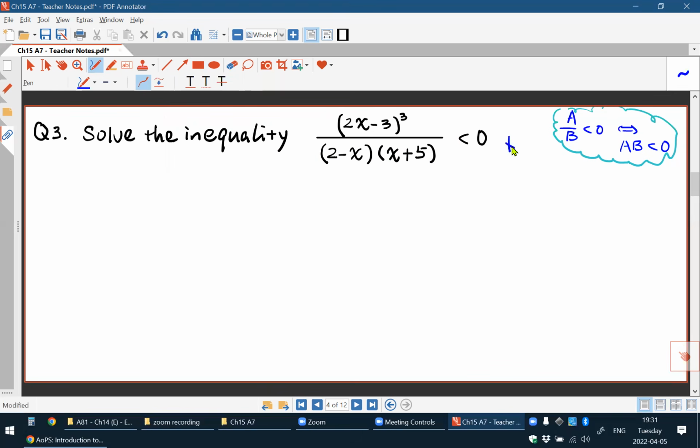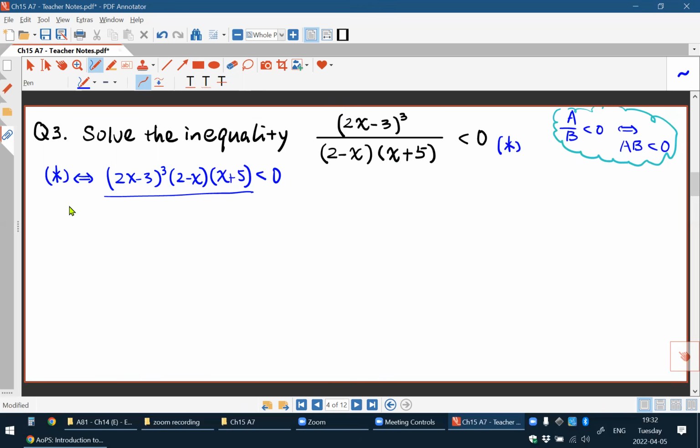So let's call this asterisk. Then the rational expression is actually equivalent to the product of this expression being less than 0, right? And we already know how to solve this.